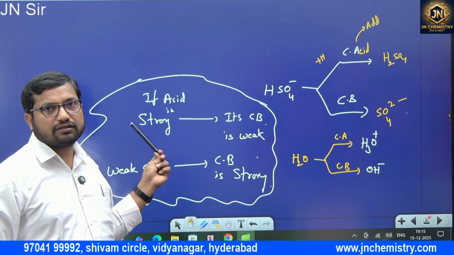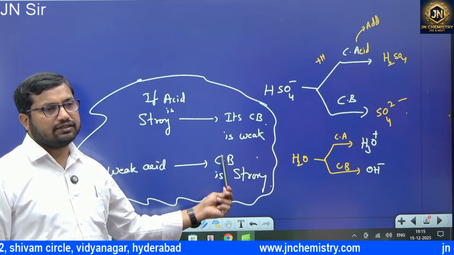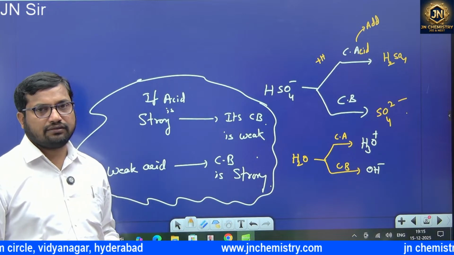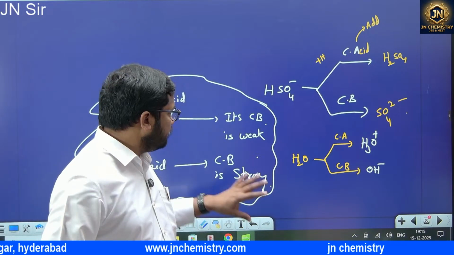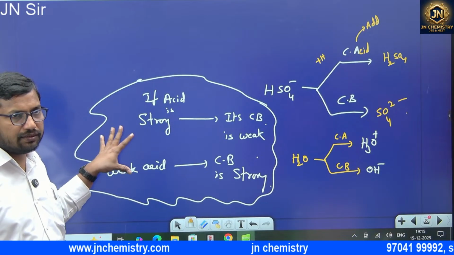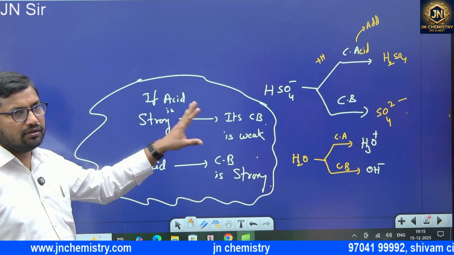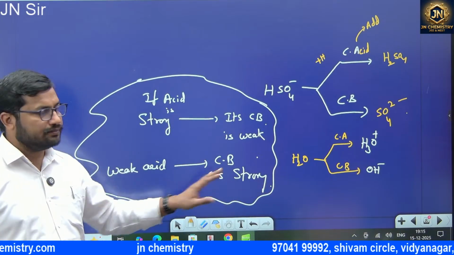Strong acids, its conjugate base is weak. Weak acids, its conjugate base is strong. If sometimes basic strength they are asking, so we need to keep this in our mind. Strong acid means weak conjugate base, weak acid means strong conjugate base.